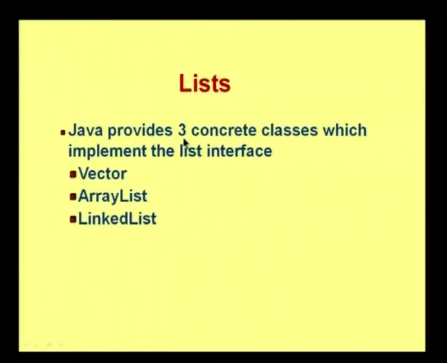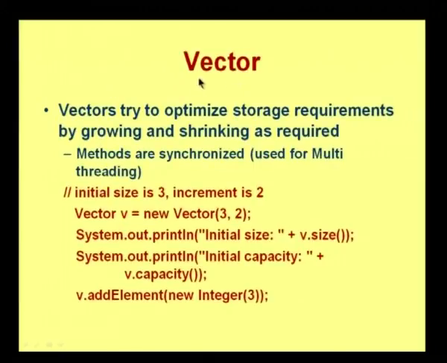If I want to create a list, I can create it as a linked list, array list or vector. We'll see the various types of lists available. Java provides three concrete classes which implement the list interface: vector, array list and linked list. First we look into what a vector is.